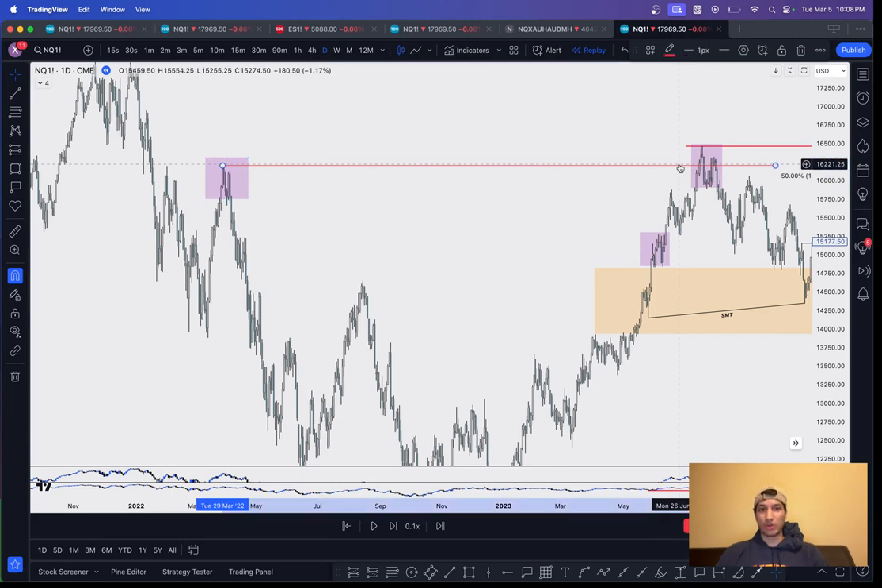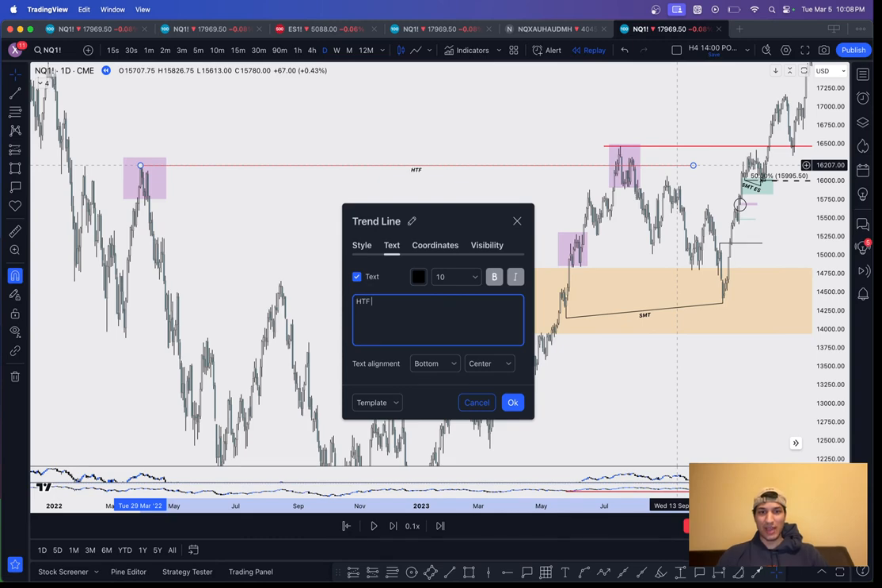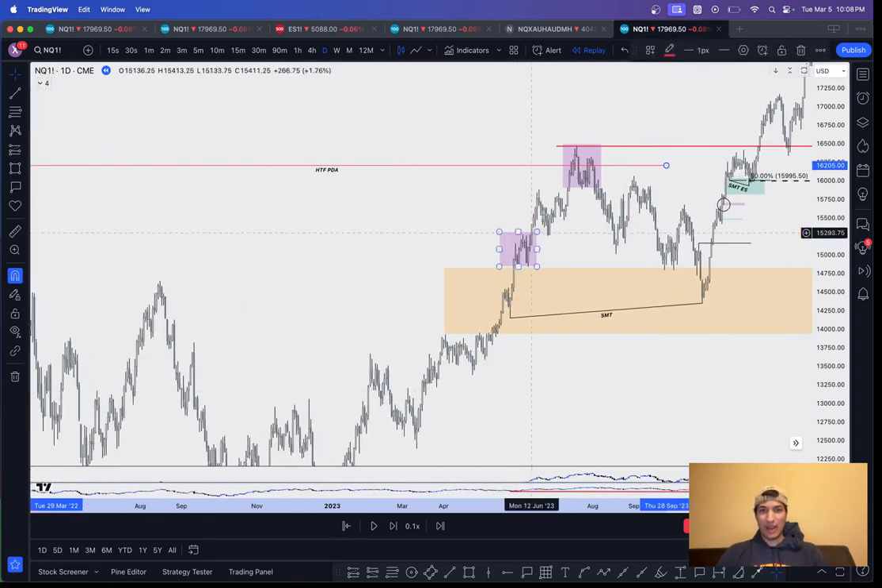Now the market reverses at a higher time frame PD array. This is our higher time frame PD array, right? Now when the market reverses, it is going to be targeting a previous consolidation that rests above or below a higher time frame PD array.